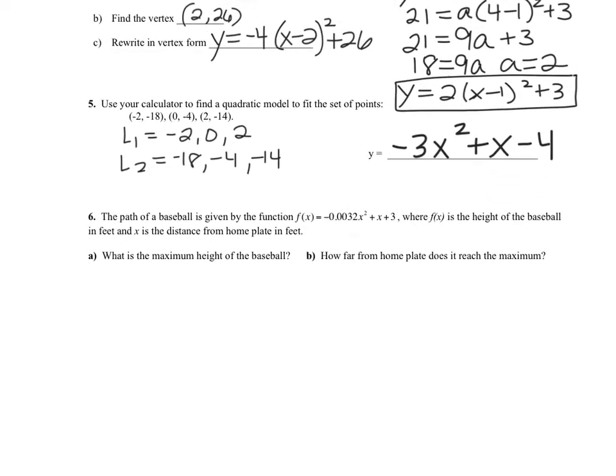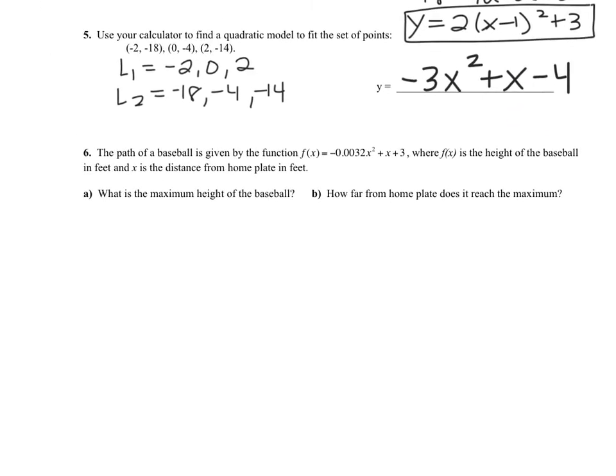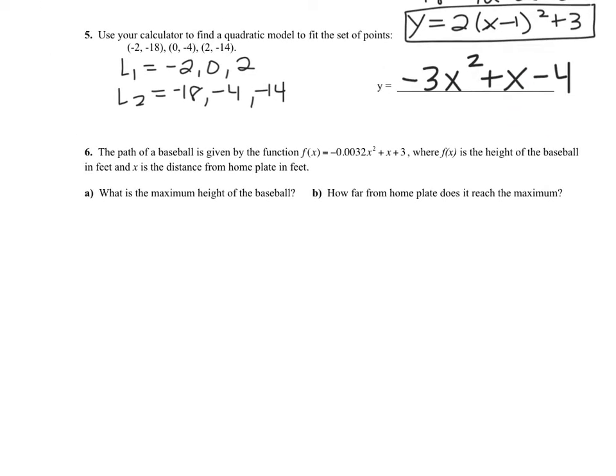Okay, last problem. This is probably going to be the one that is most missed on the quiz. This is the hardest one, I think. This is like the ones that we did yesterday about the bridge. Remember, we had to find the height. So here we go. The path of a baseball is given by this function, where f of x is the height of the baseball in feet, and x is the distance from home plate.